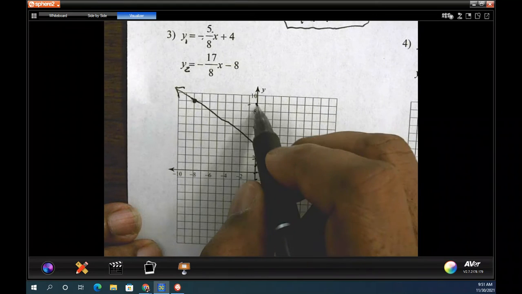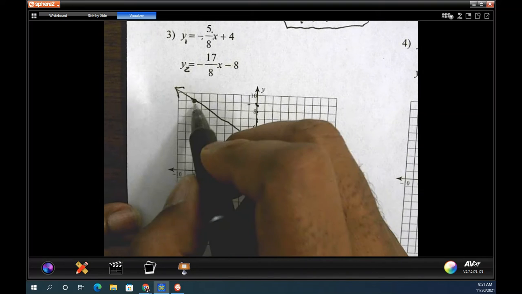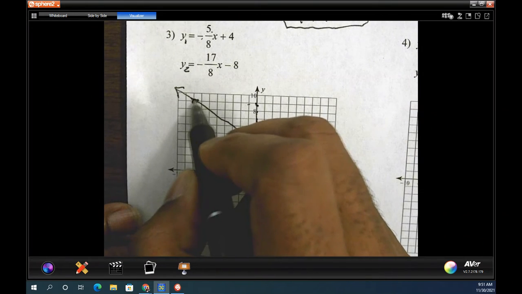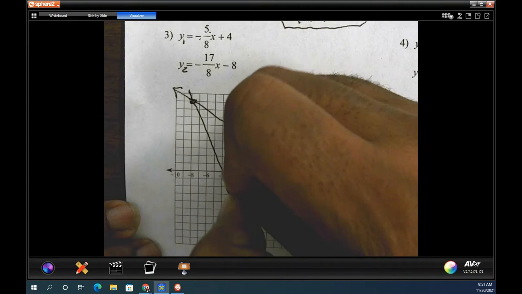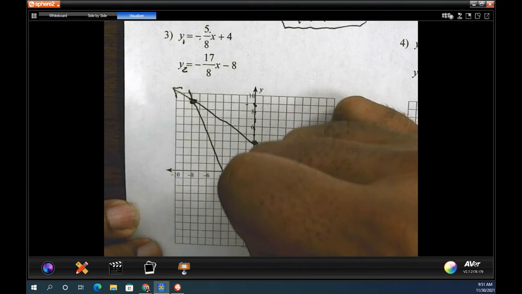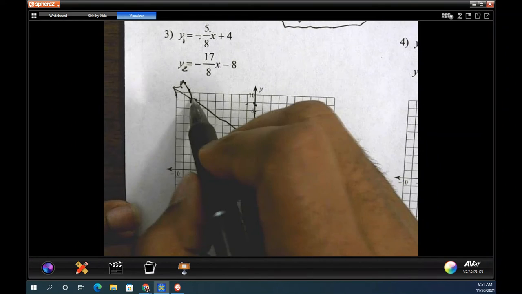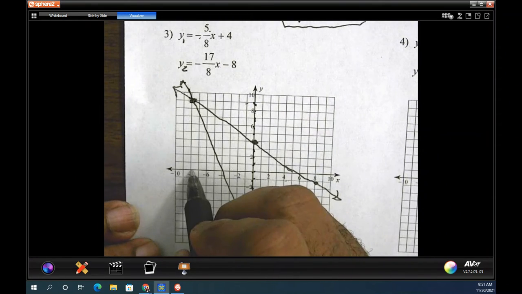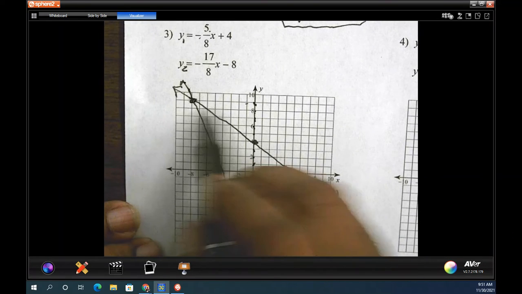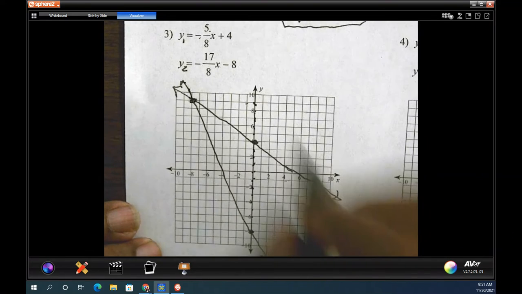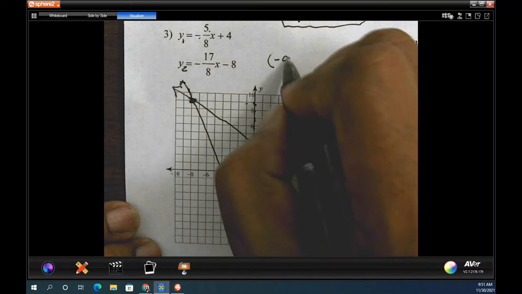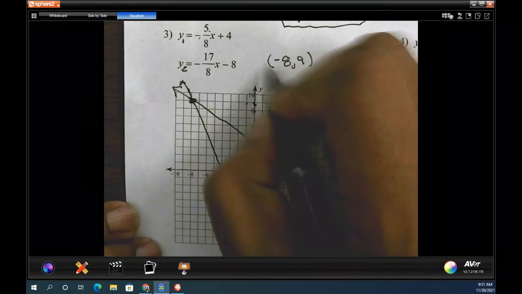And then go left 8. There's the point of intersection right there. So we connect those. So your answer to this one would be -8, 9. That's the answer we're looking for, where the 2 points intersect.